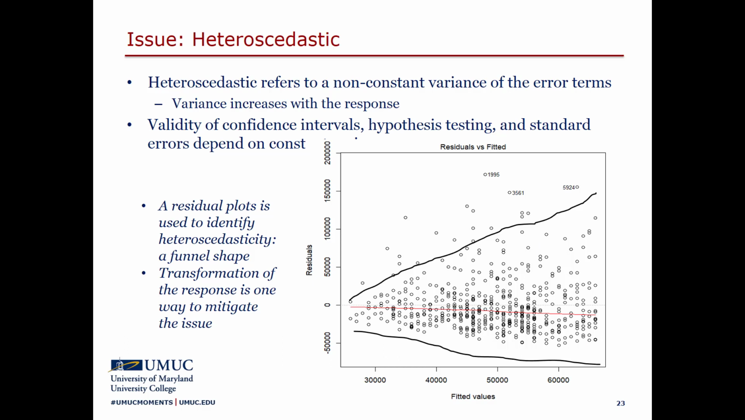Earlier in my fit, I applied a log transform on the response before I fit the model. Here I removed that transform, and that's what resulted in this. So a residual plot is used to identify heteroscedasticity, and again, like I said, the funnel shape is an indication of that. Transformation will help.